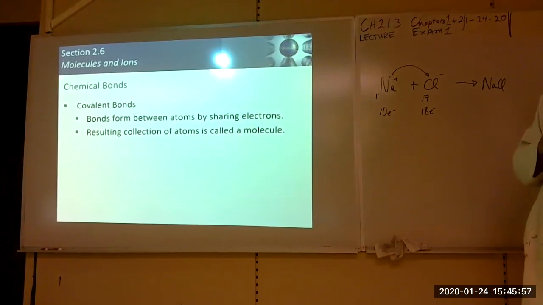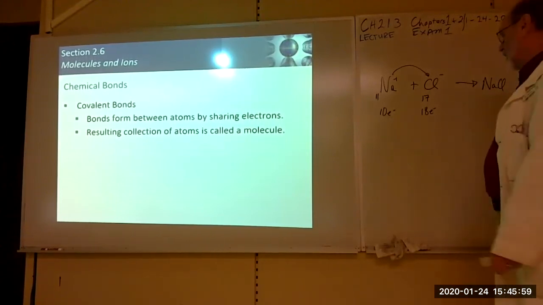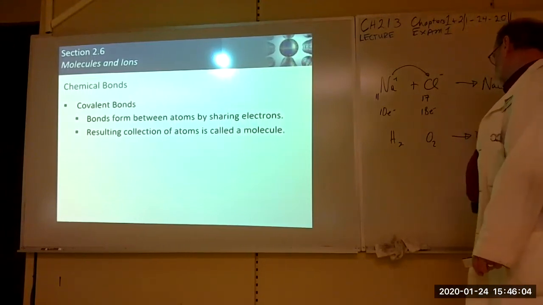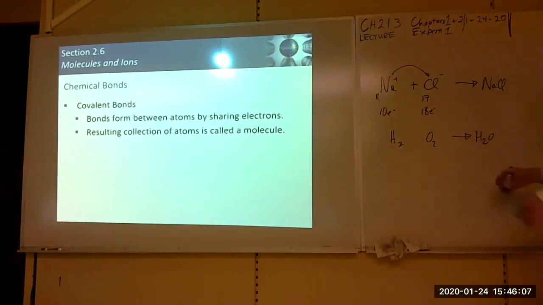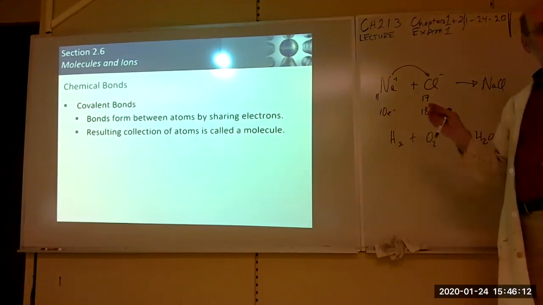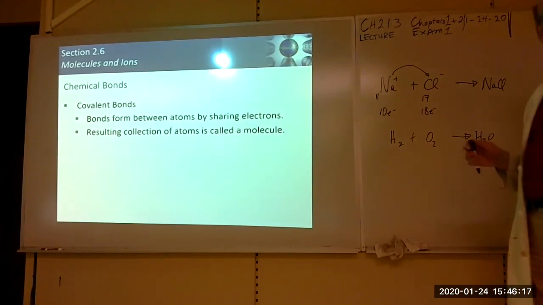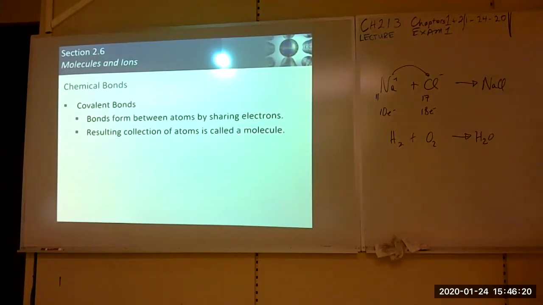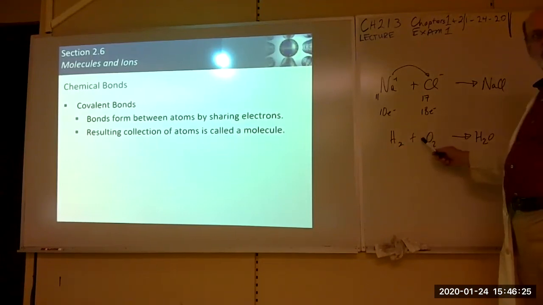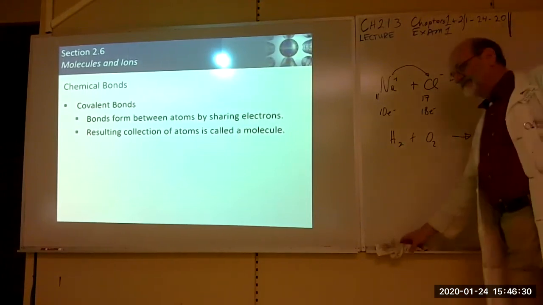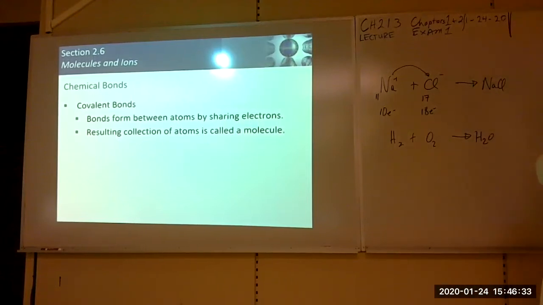That's an ionic bond. For things like water, where you're combining hydrogen and oxygen, and that's not balanced, you don't transfer electrons completely from one to the other. You just share them. And we'll talk about why that works. But that's the covalent bond. And counterintuitively, these bonds are stronger than those bonds. Covalent bonds are much stronger than ionic bonds.